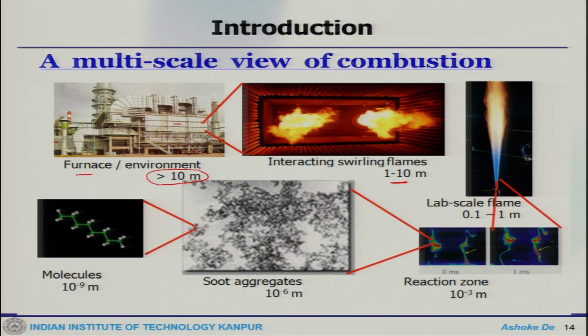Now, you move to the laboratory-level scale. That means these are some of the flames, and the scale is 0.1 to 1 meter. So immediately there is a change of an order of magnitude, and when you look at this particular zone zoomed in, this is how you look at the reaction zone, and we call it a reaction zone.